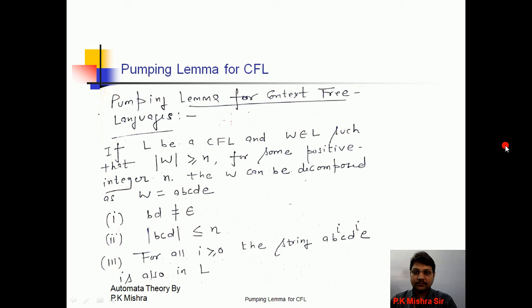Now, pumping lemma for context-free language. If L is a context-free language and w belongs to L such that length of w is greater than or equal to n for some positive integer n, then w can be decomposed into 5 parts A, B, C, D, E, where BD is not equal to epsilon and length of BCD should be less than or equal to n, and for all i greater than or equal to 0, the string A B^i C D^i E also belongs to the language.